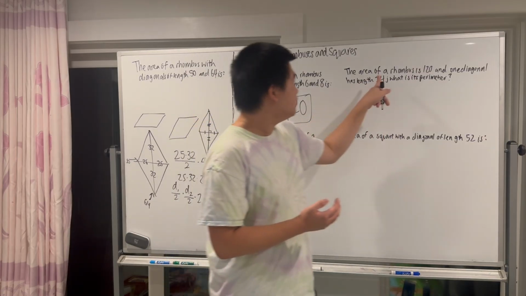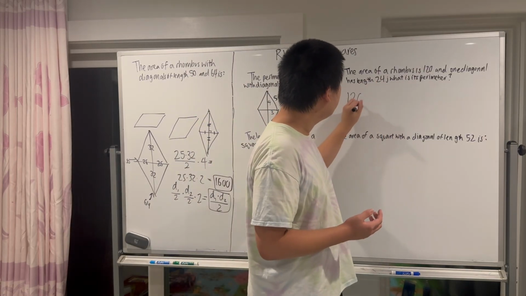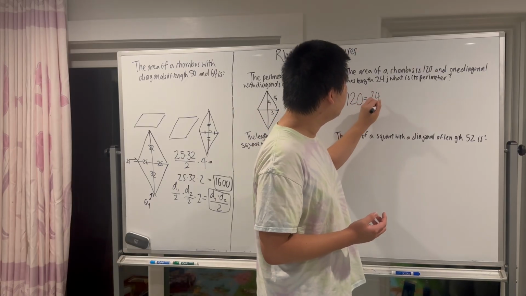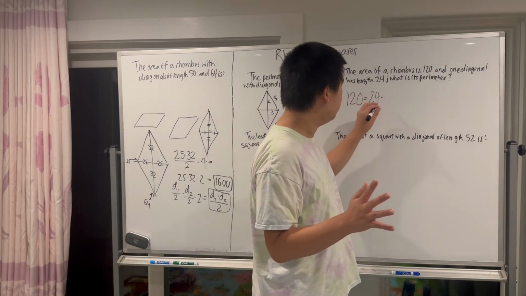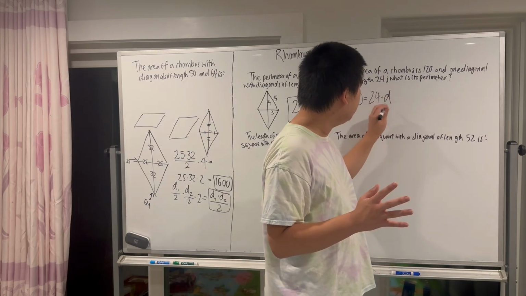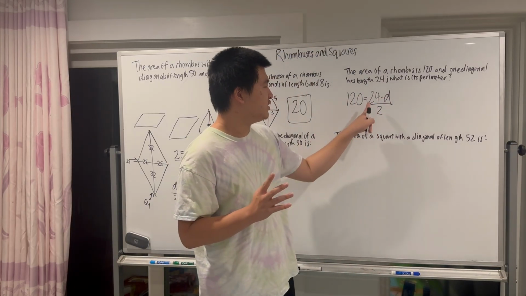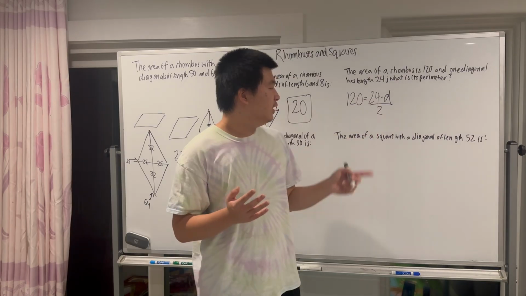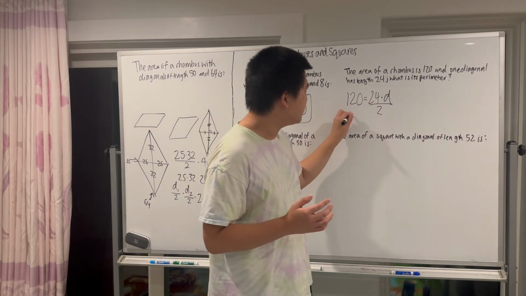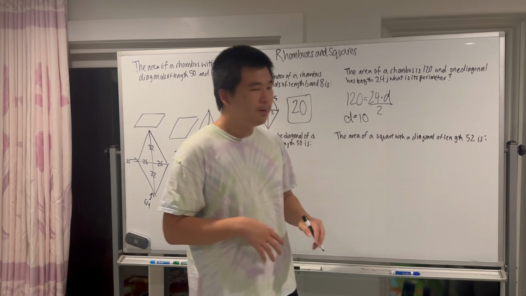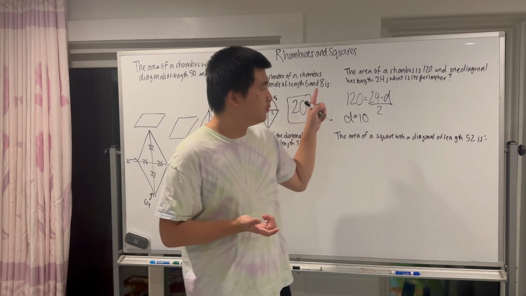So if I have the area and one diagonal, I should be able to find the other diagonal. So the area is 120 equals 24 times the other diagonal, I'll call it D, divided by 2. Now here, how I can solve for D is just saying 24 divided by 2 is 12. If I divide both sides by 12, I get D equals 10. But I'm not out of the woods yet, because I actually want the perimeter.